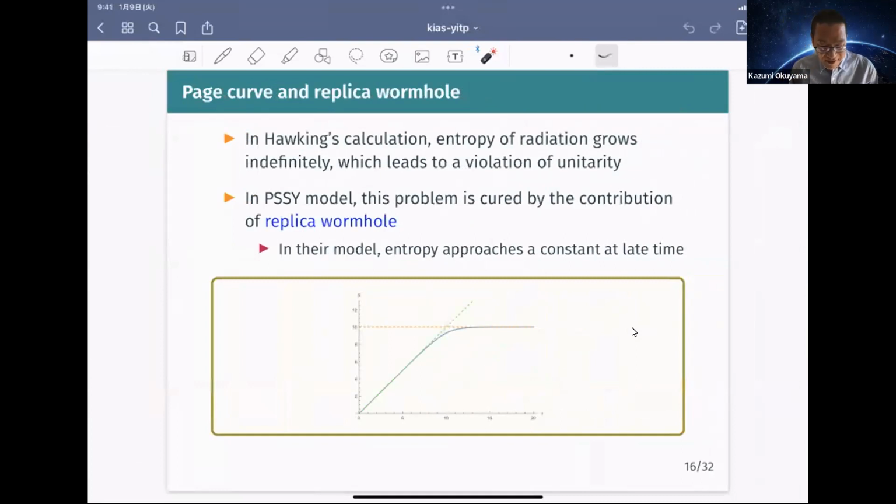In Hawking's original calculation, the entropy of the radiation grows indefinitely, which leads to the violation of unitarity. This problem is called the information puzzle. But in the West Coast paper, the PSSY model, this growing behavior of the entropy is cured by adding the contribution coming from the so-called replica wormhole. In their model, including this contribution of the replica wormhole, they computed the entropy of radiation, and they found that this entropy approaches a constant at late time. The graph of the entropy looks like this.